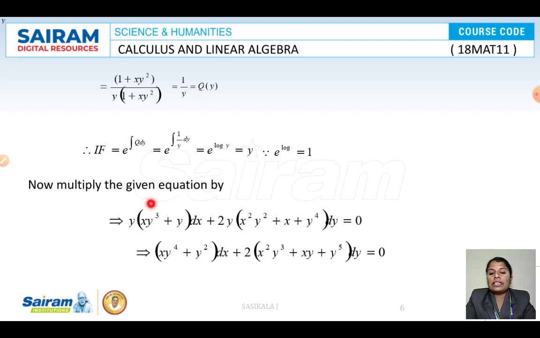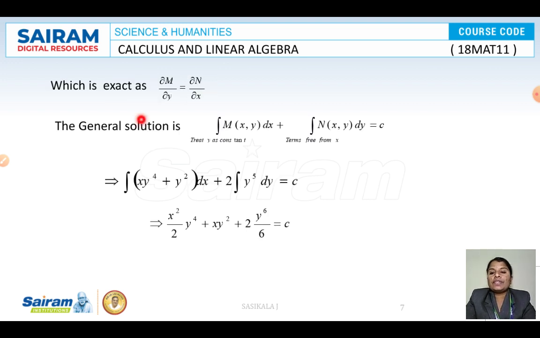Now you can multiply the given equation by the integrating factor y. So y of (xy cube plus y) dx plus 2 into y of (x square y square plus x plus y power 4) dy is equal to 0. Therefore, taking y inside: (xy power 4 plus y squared) dx plus (2x squared y cube plus xy plus y power 5) dy is equal to 0. So this is exact, as ∂M/∂y is equal to ∂N/∂x. Therefore it is an exact equation now.